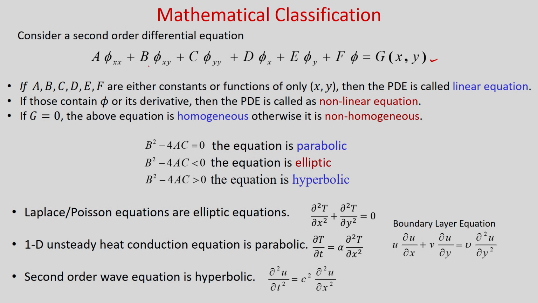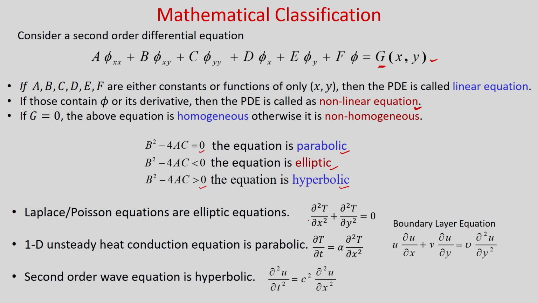If these coefficients contain phi or its derivative, then the partial differential equation is called a non-linear equation, and if G is equal to 0, then this equation is homogeneous, otherwise it is non-homogeneous. For this equation, if you find the discriminant, if b square minus 4ac is 0, then mathematically this equation is known as a parabolic equation. If b square minus 4ac is less than 0, the equation is known as an elliptic equation, and if b square minus 4ac is greater than 0, then the equation is hyperbolic.